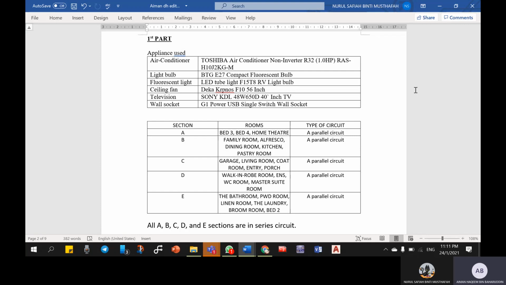For section C, there are garage, living room, court room, entry, and porch. For section D, there are walk-in room, ENS, WC room, and master suite room, and lastly E, which is the bathroom, PWD room, dining room, laundry, broom room, and bed 2. All A, B, C, D, and E sections are in series circuit, but the rooms in each section are in parallel circuit. Okay, Safia, can you go to section 2?